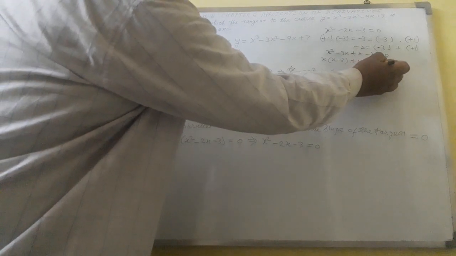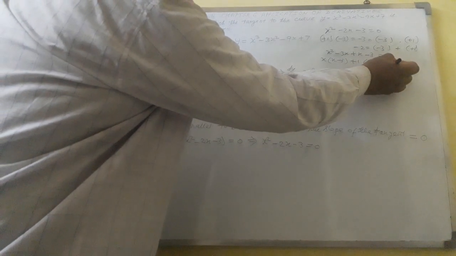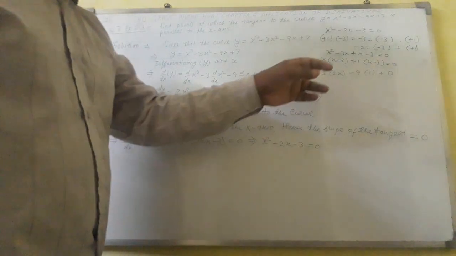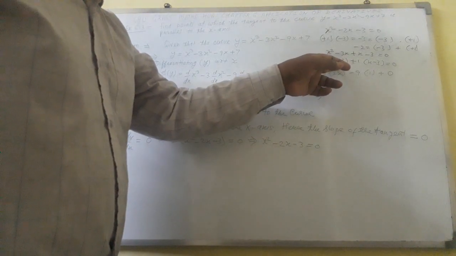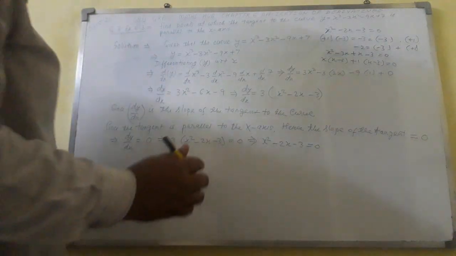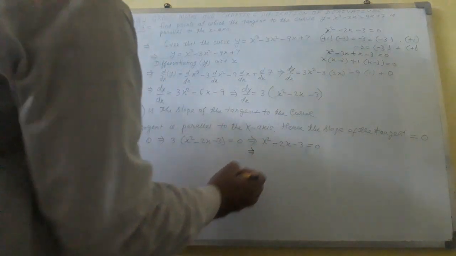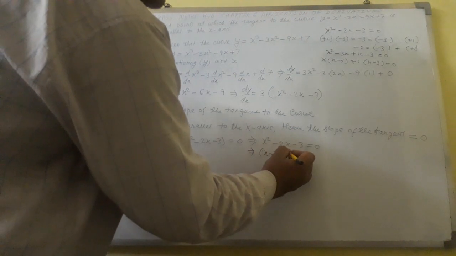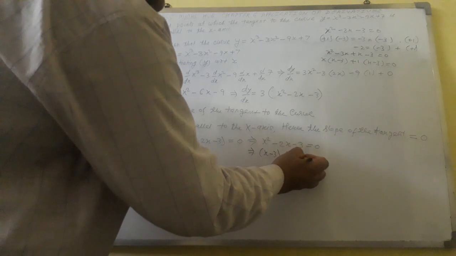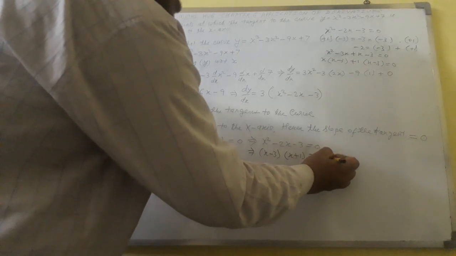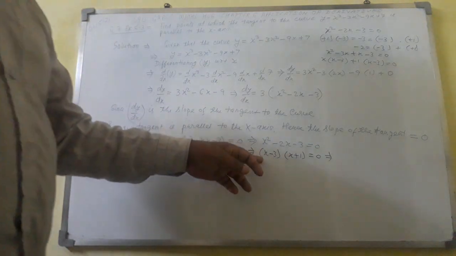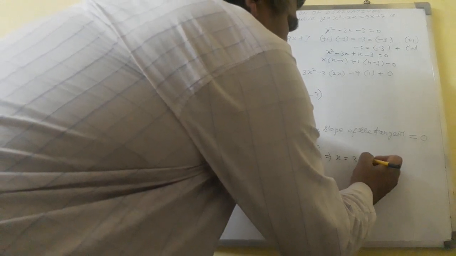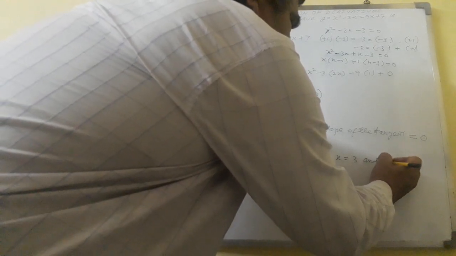You will get here x minus 3 comes out to be 0. So factorization will be, you have got here x minus 3 and x plus 1. So here I can write very well, implied that x minus 3, here x plus 1 comes out to be 0. Implied that I shall write x is equal to 3, and you have got x is equal to minus 1.